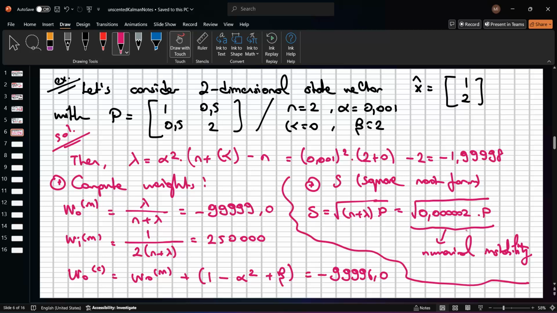And so this matrix cannot be inverted, because it is close to a zero matrix. So maybe we need to select the alpha parameter to be greater in here.